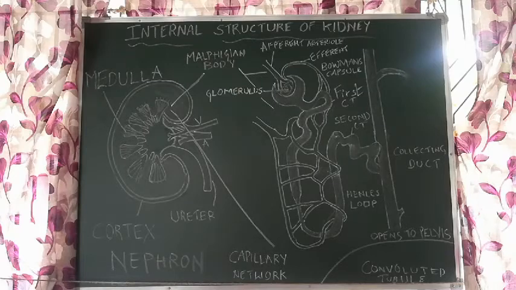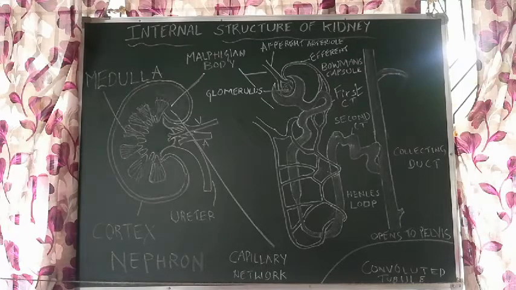For filtration to happen, there are two reasons. First of all, there is a pressure created inside the vessels of the glomerulus. How is the pressure created? See, the arteriole which is entering is larger in thickness, whereas the one which is exiting the capsule is very fine compared to the one entering. That automatically creates a pressure, and because of the pressure the blood gets filtered.